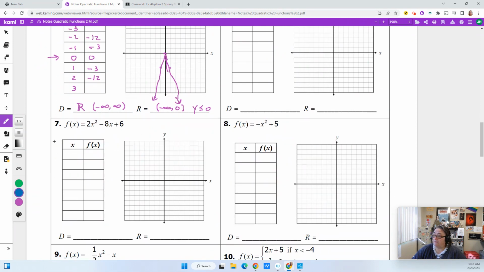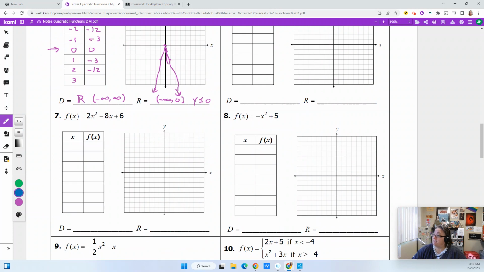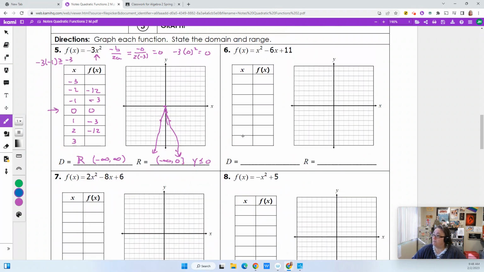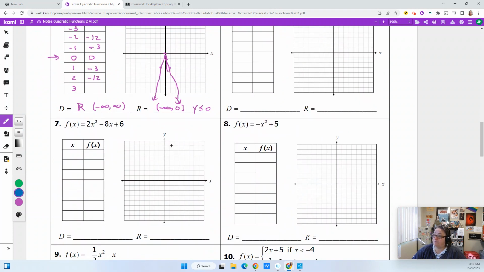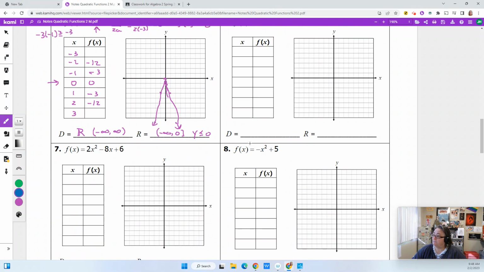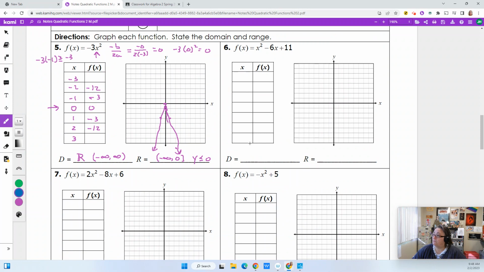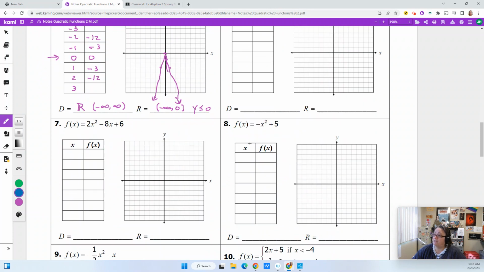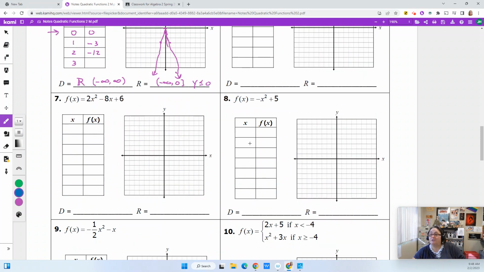Let's look at it. I'm going to skip number 6 and come down here to number 7. Maybe not. I'm trying to look at which ones. Yeah, let's do this one. It's positive. We know it's going to open up, but we do still need to find that axis of symmetry and the vertex of this problem, right?